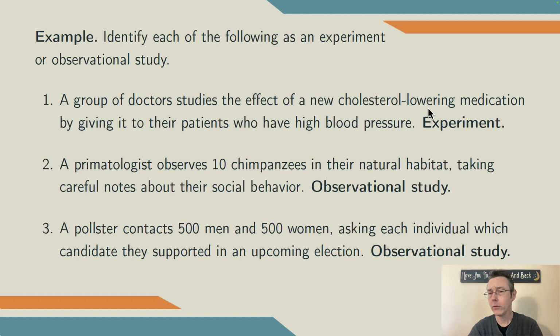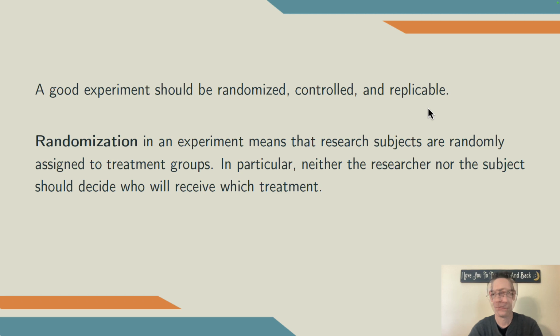Now, there are still two different groups here. The difference between an experiment and an observational study isn't that we have groups or not. It's whether there's a treatment being applied to at least one of the groups. So a good experiment should be randomized, controlled, and replicable. That's sort of the holy trinity of good experimentation. And so we'll say a few words about each one of these.